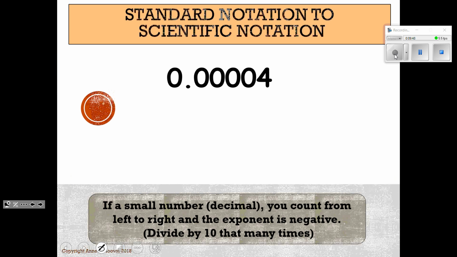Another example. This time, we're going to just move it after the 4, so our number is just 4. It doesn't have any numbers past the decimal. It's just 4 times 10. We know it's going to be negative because it was a decimal. 1, 2, 3, 4, 5 places. 4 times 10 to the negative fifth power.